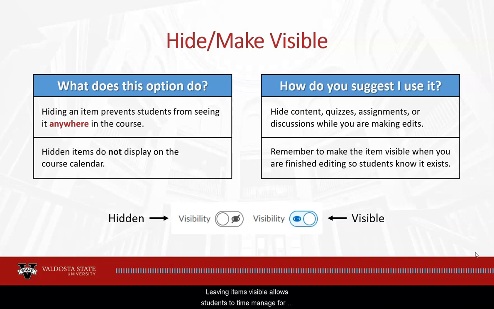Leaving items visible allows students to time manage for the amount of content and assessments your course contains. You can prevent students from opening items, submitting assignments and quizzes, and participating in discussion boards by utilizing the availability start and end date options, which we will discuss next.